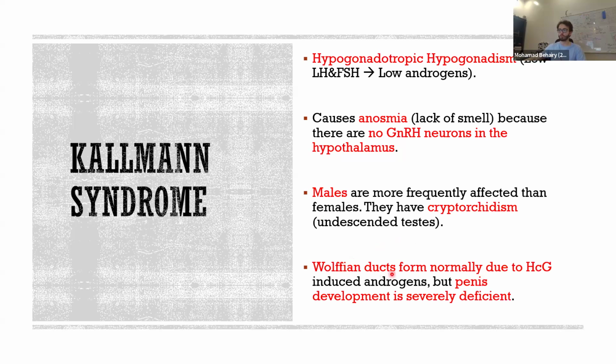Last but not least, the Wolffian ducts, you guys took this in the first physiology male reproductive physiology lecture. The Wolffian ducts form because of androgens. Wouldn't we logically not have Wolffian ducts in a syndrome that causes too little androgens? Luckily for these patients, the HCG will produce some androgens that will cause the Wolffian duct to be there normally. But the problem is penis development will be severely deficient. The Wolffian ducts will form normally, but other important things that are done by testosterone, keep in mind, if we don't have testosterone, then we also don't have dihydrotestosterone. So this will lead to impaired penis development.